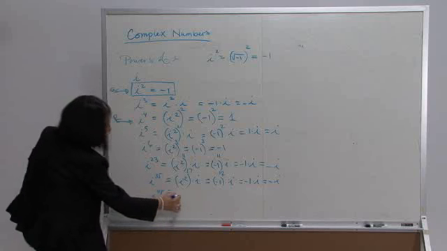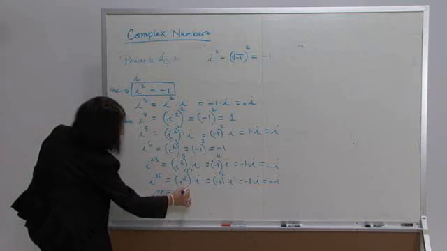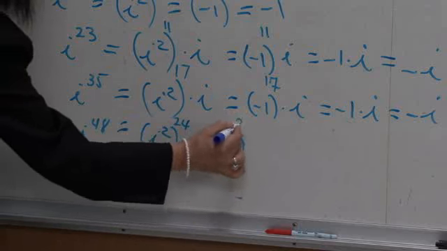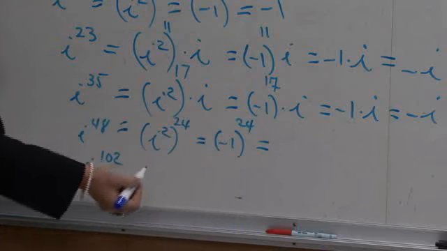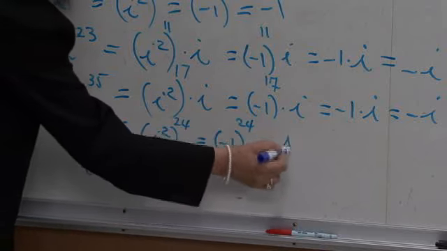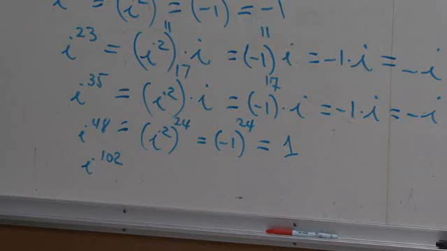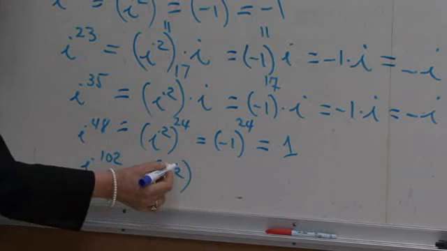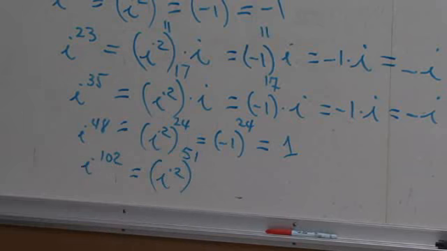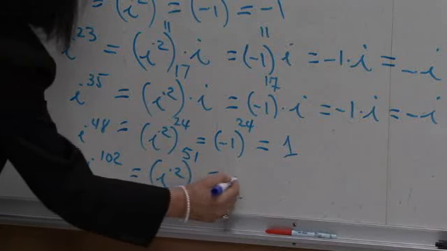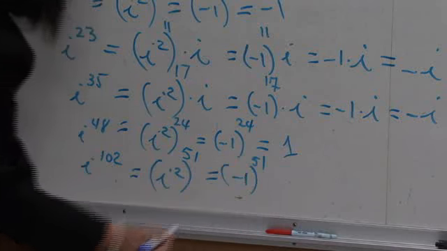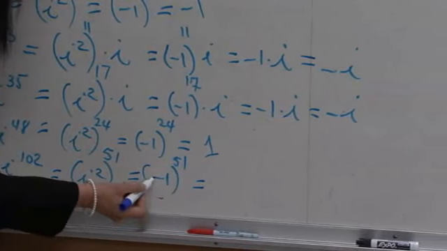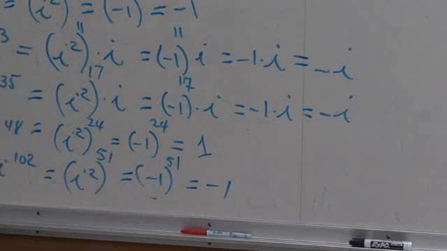Let's see, i to the 48 is i squared to the power 24. And that's negative 1 to the power 24. When you raise negative 1 to an even power, it's going to give you a 1. So this is a real number. Let's do 102. So we go i squared. The 102 is going to be what? 51, a power of 51. So that's negative 1 to the power 51. And that would be, you're raising negative 1 to an odd power. That's going to be a negative 1.